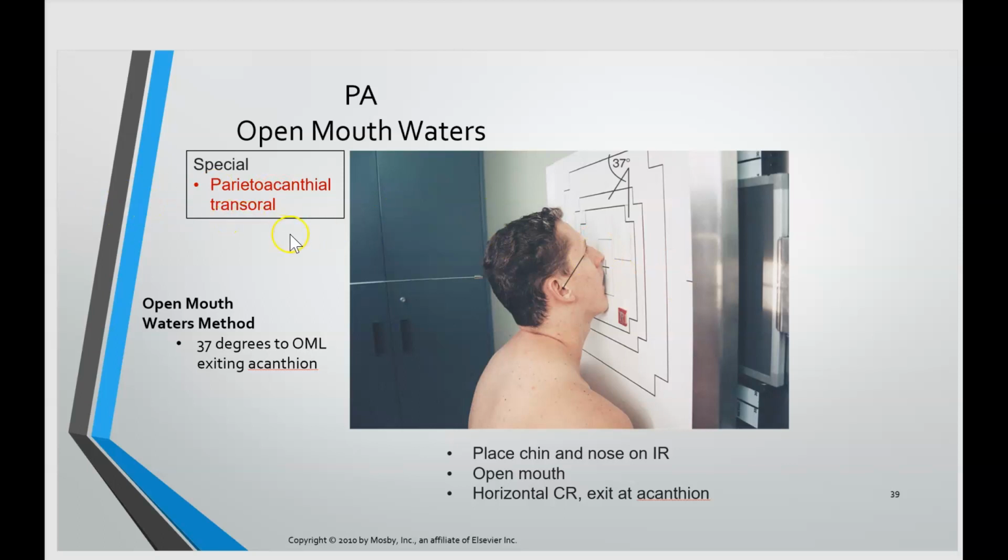So this is a parietoacanthial transoral. So it's entering your parietal bones. It's going to exit at the region of the acanthion, transoral, going through the oral cavity. Okay, you're still going to have a 37-degree OML from that horizontal line. So how you get your patient into position for this, same as the Waters, you're going to put your chin and the nose on the IR though, and then you're going to slowly have your patient open their mouth and hold that position. The central ray is horizontal, exiting the acanthion.